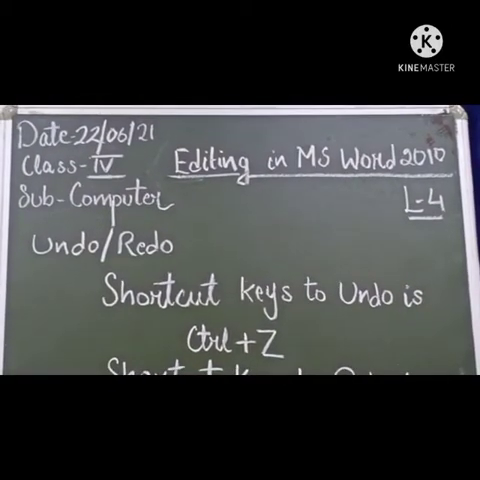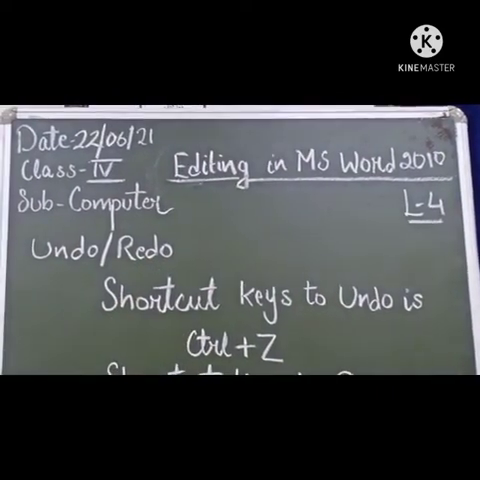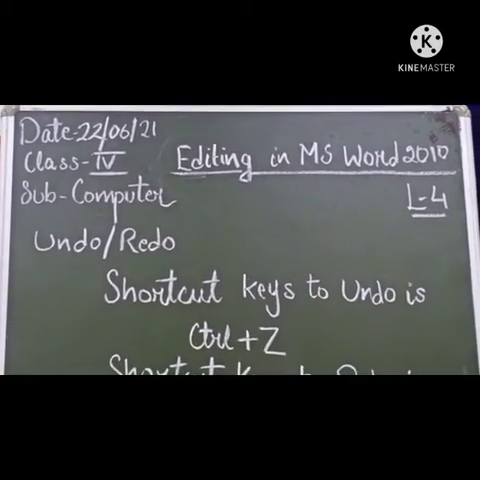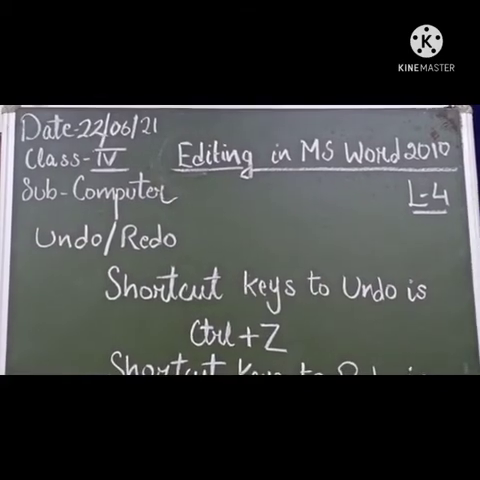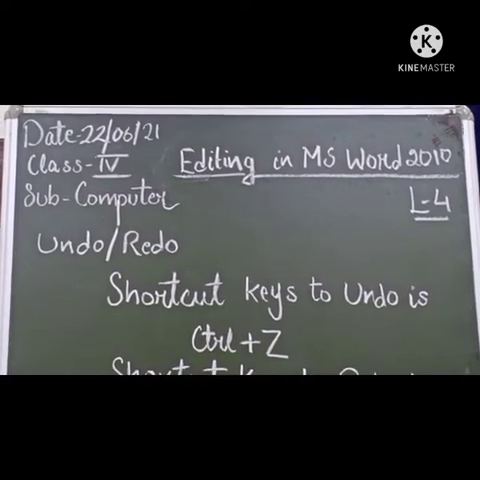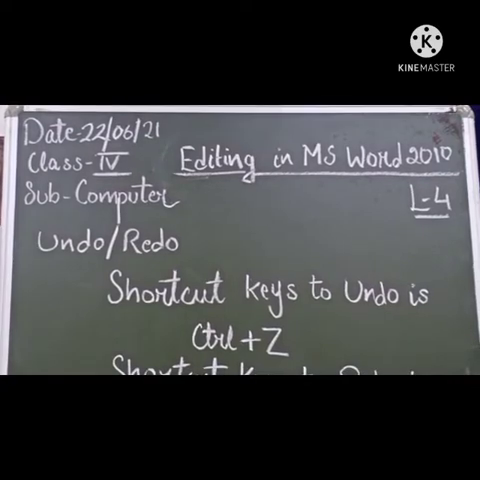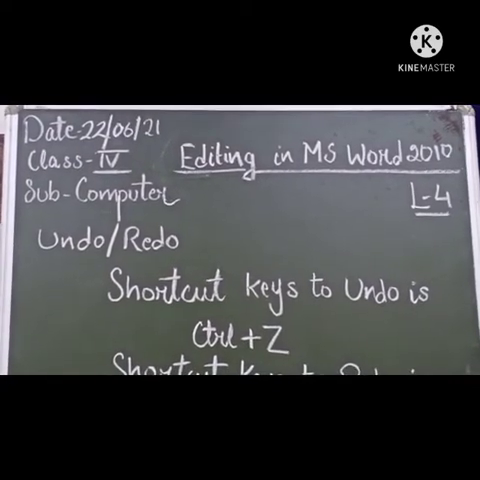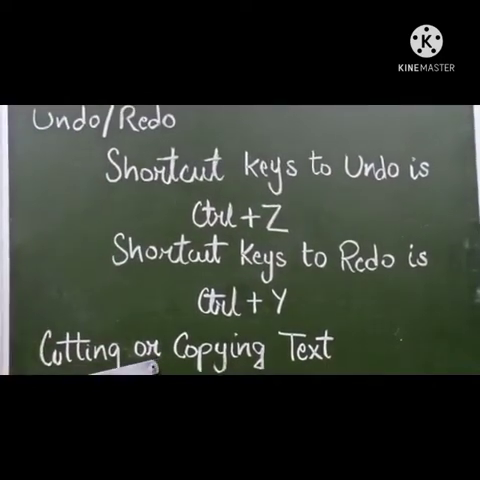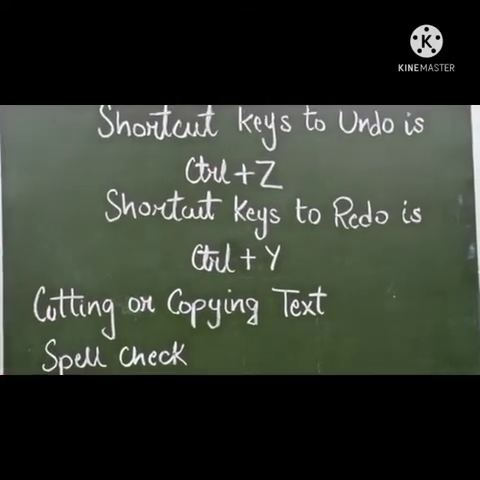Children, today we will continue lesson number 4, editing in MS Word 2010. Children, in the previous tutorial, I have explained to you about selecting text by using a keyboard and by using a mouse. I have also explained about deleting text and inserting text. Children, today we will take some other topics. Other topics are undo and redo command, cutting or copying text, and last is spell check.